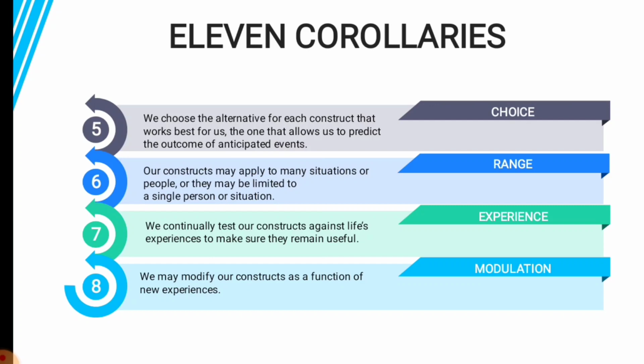Number 7 is the experience corollary. Experience and learning. Focuses siya sa constructs against life's experiences to make sure that they remain useful. Again, experience corollary, it focuses on the experiences and the learning. Number 8 is we have modulation corollary. So this refers to how we modify our constructs as a function of new experiences. Okay? So adaptation to experiences, ganon.